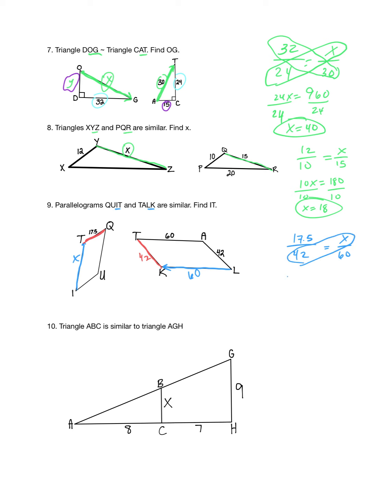All right, so 17.5 over 42. It's going to give us 42x equals 17.5 times 60, which is 1050. Divide out the 42 on both sides. X equals 25.